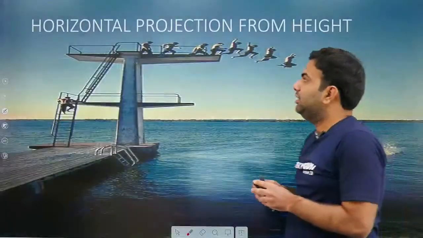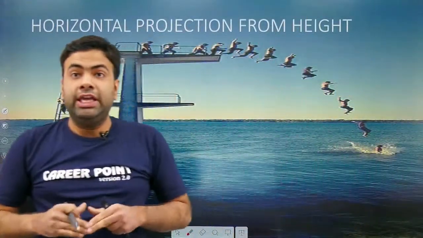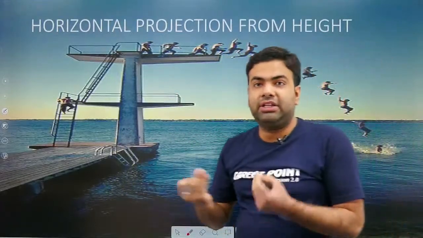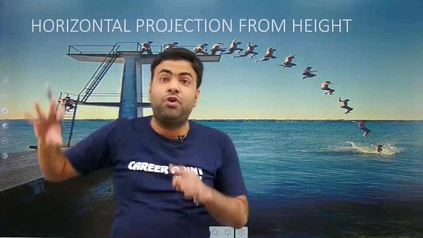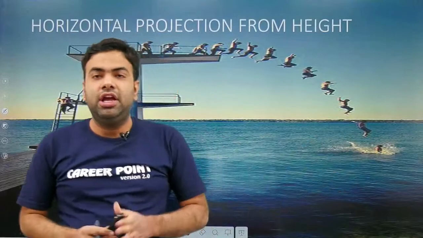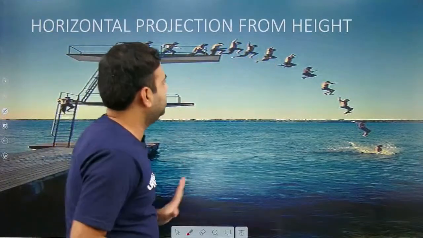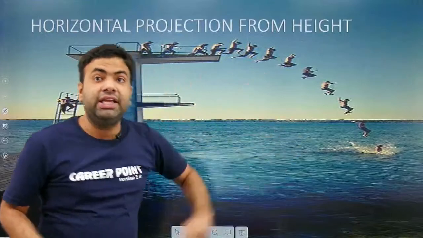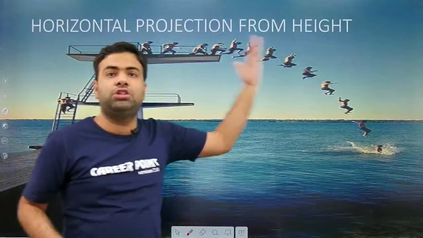Our today's topic is horizontal projection from height. In previous classes we have derived some formulas of maximum height, time of flight and range of flight. All those formulas were valid for ground to ground projectile. If a particle is projected horizontally from a height, in that case it will also have parabolic motion.